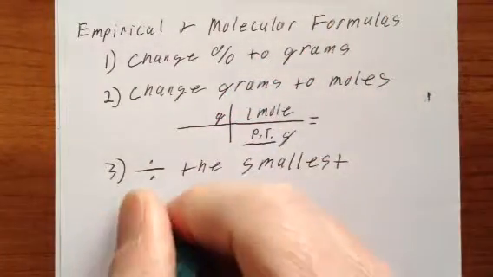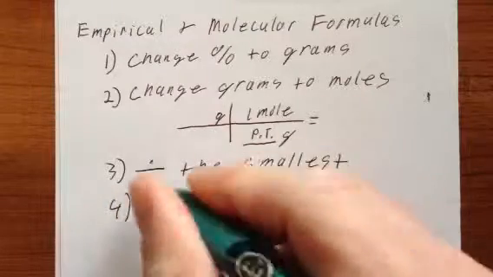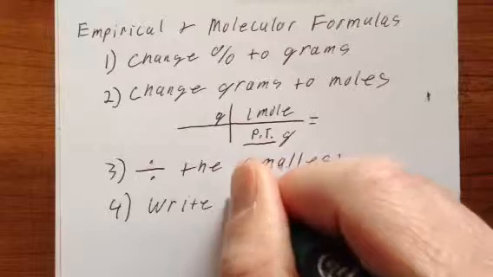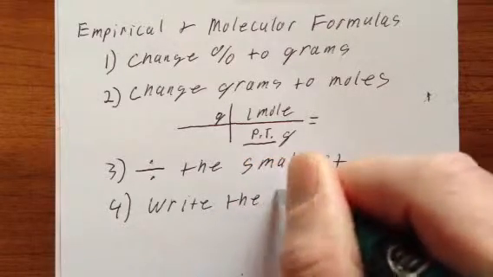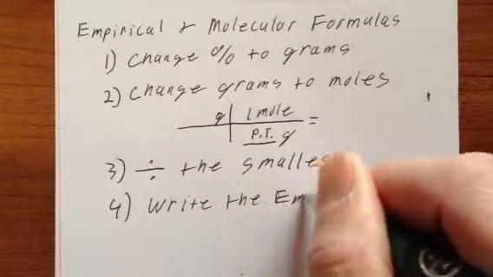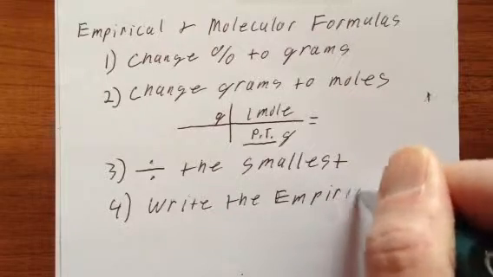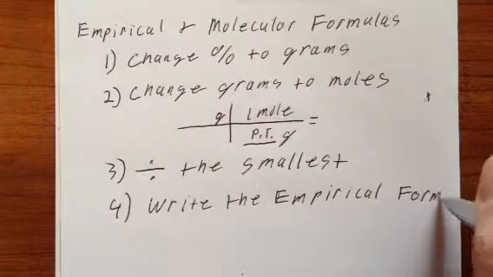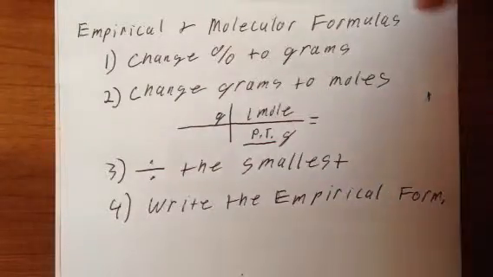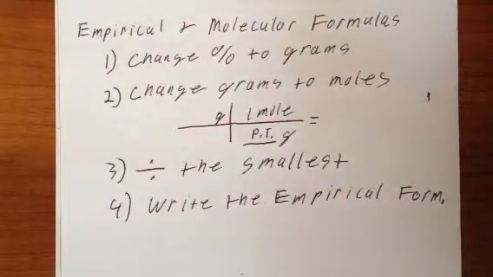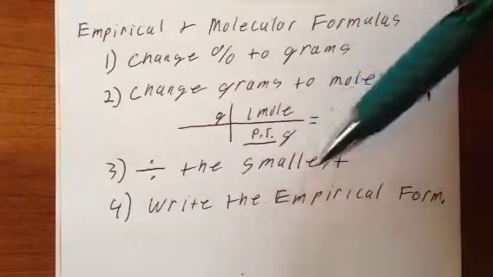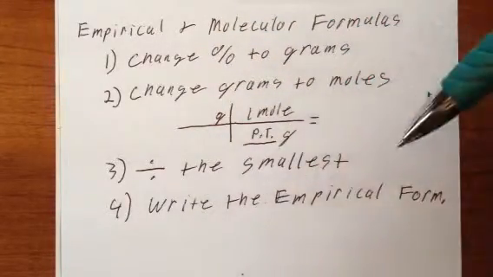Once we do that, we are actually ready for step 4, to write the empirical formula. Whether you really consider step 4 a step or not, we're going to change percent to grams, grams to moles, divide by the smallest, and then we're ready to write our formula.